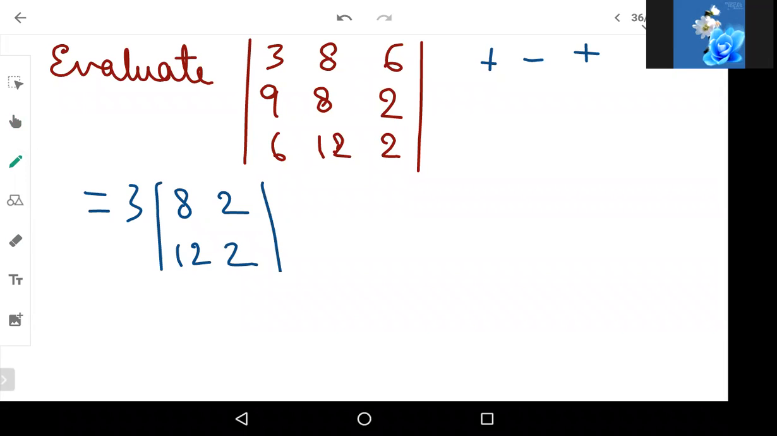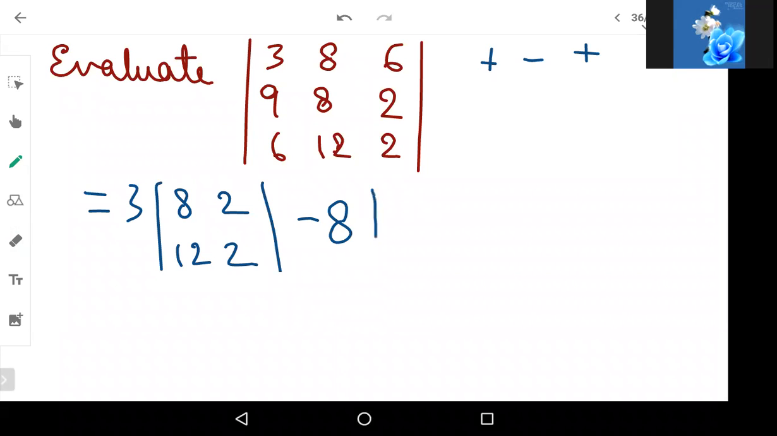Now for the second element, we'll have to go with the minus sign, and the second one is 8. So minus 8. How did I get minus 8? The sign position is minus and the second element is 8. Final answer? No, my dear, that is not the final answer.